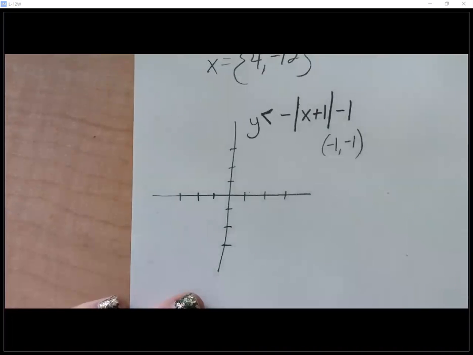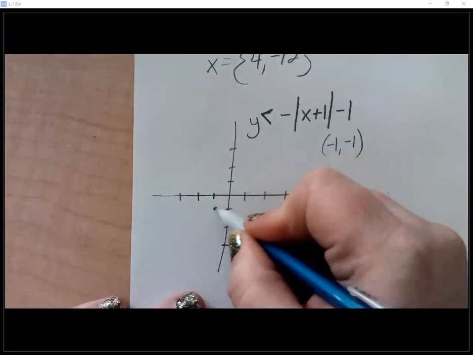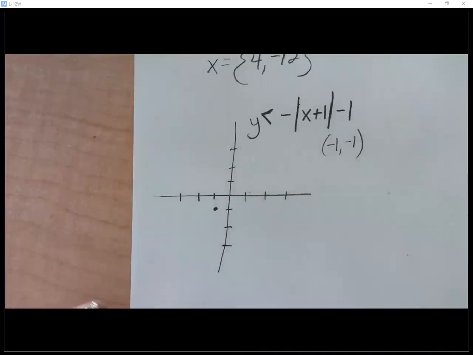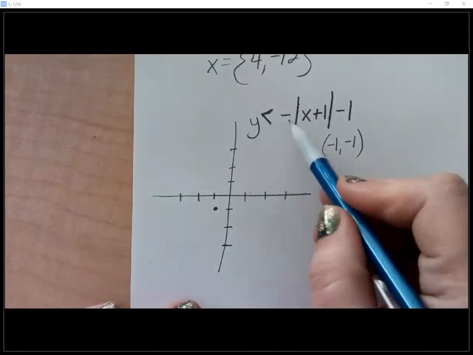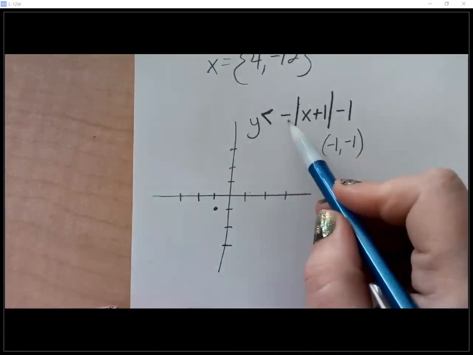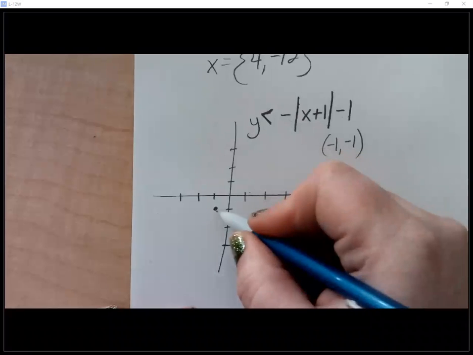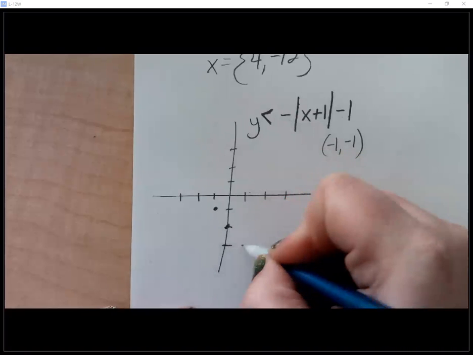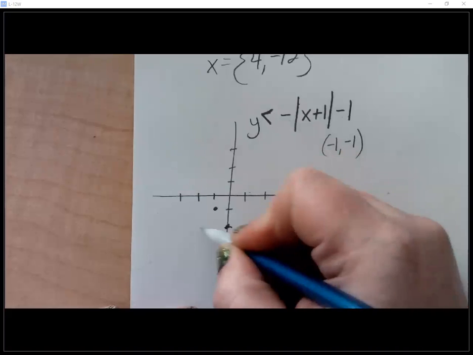So I'm going to start right here. Then I just look to a for my slope. It's just a -1, so the slope of that right-hand branch is just -1. So I'm just going to go down 1 to the right 1, down 1 to the right 1, and then I just mirror it over on the back.